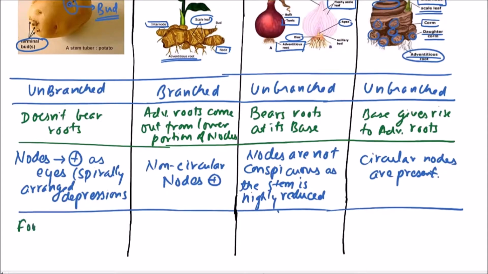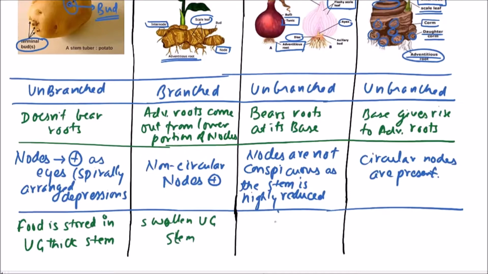Food is stored in the underground thick stem in tubers. In rhizomes, food is stored in the swollen underground stem. In bulbs, scaly leaves store the food, while in corm, the underground swollen stem stores the food.